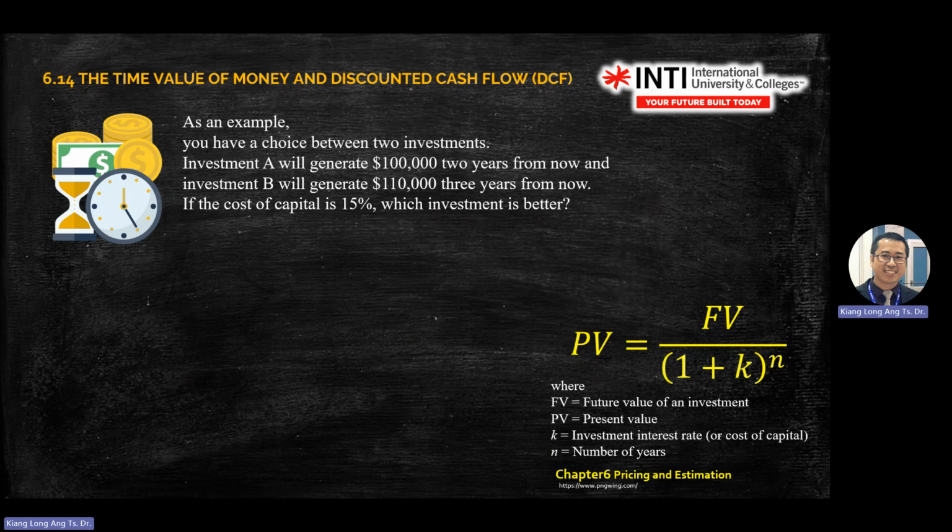So when you invest, you put in the same amount, right? Let's say your present value, you put in 80K. Which one gives you a better return? Okay. And why? You cannot just say A, you need to show me numbers by using this formula.